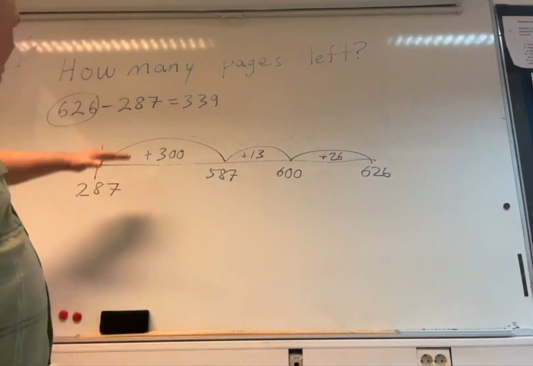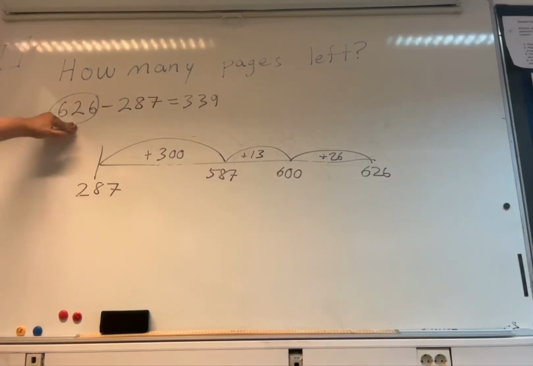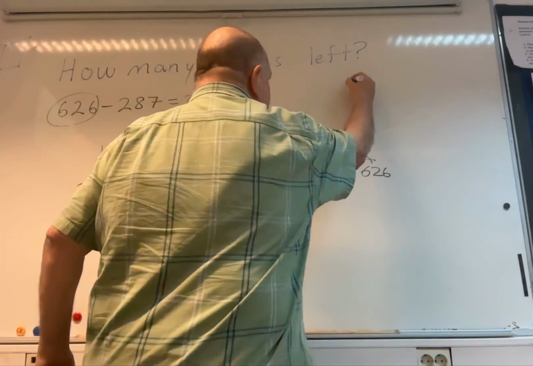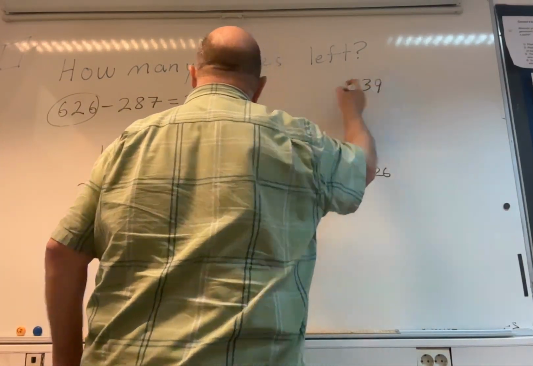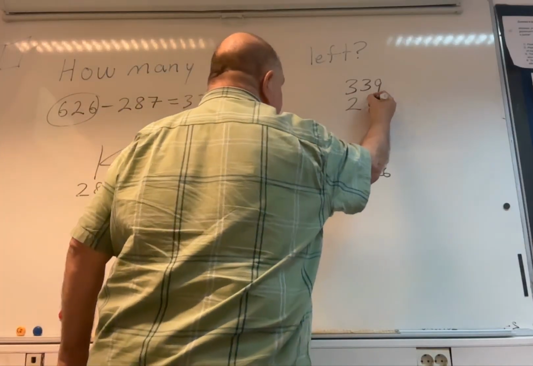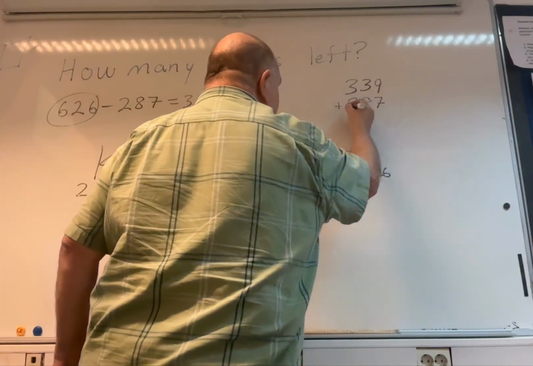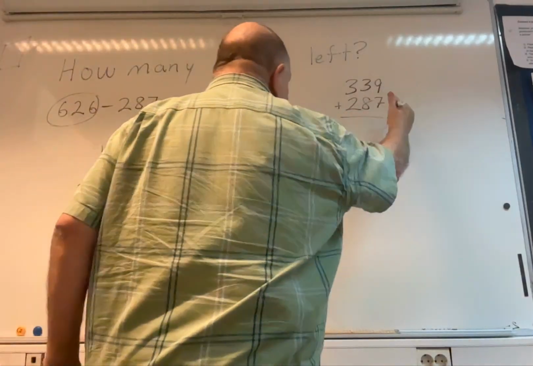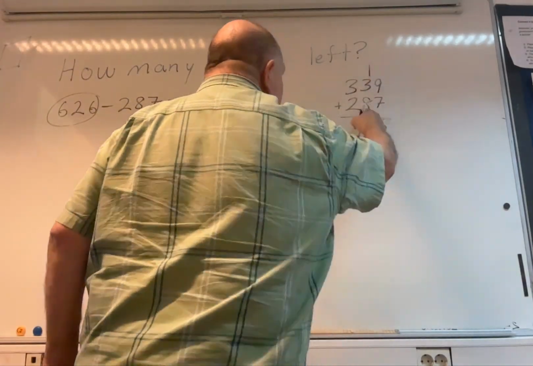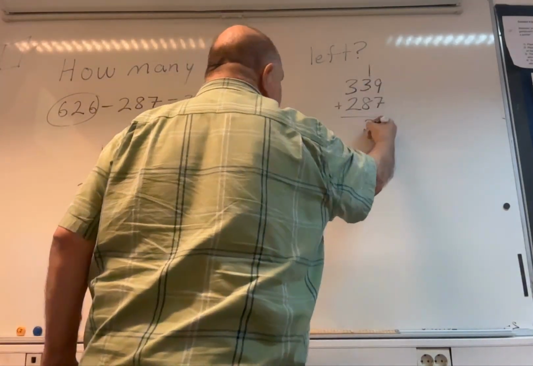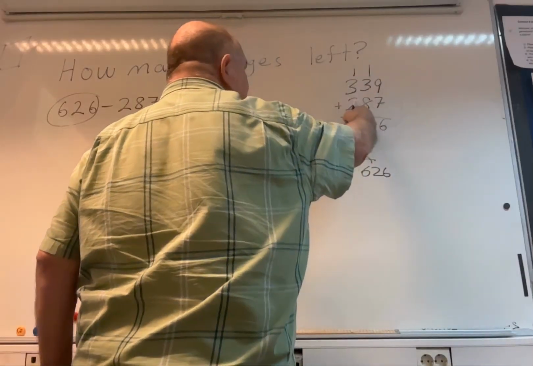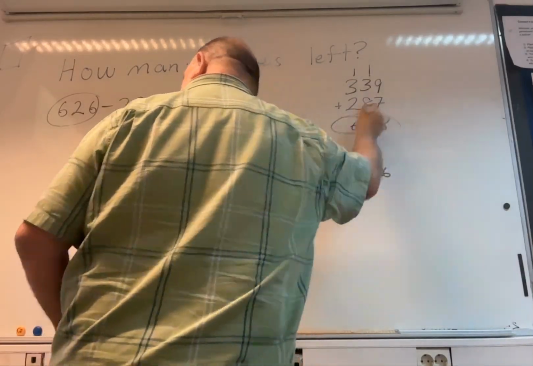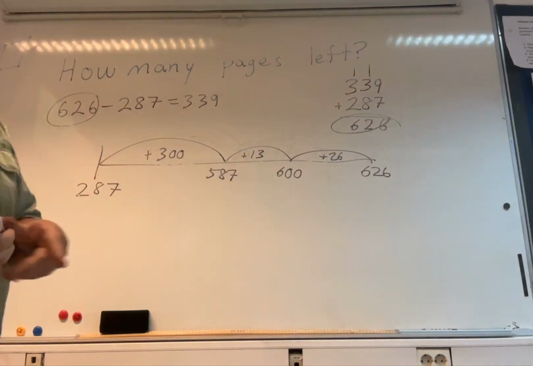Let me double check it. Okay, if I did it correctly, these two numbers should equal 626. 339 goes on top, 287 below it, and we're going to add those. You still with me? Hope so. Okay, 9 plus 7 is 16. 8 and 3 is 11, plus 1 is 12. 3 and 2 is 5, and 1 is 6. So yes, once again, we got the right number for it.